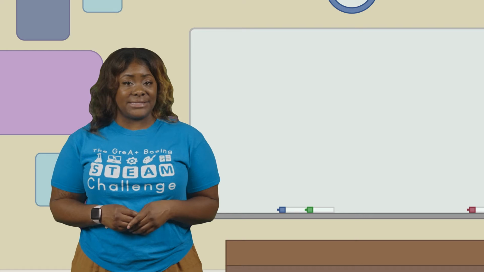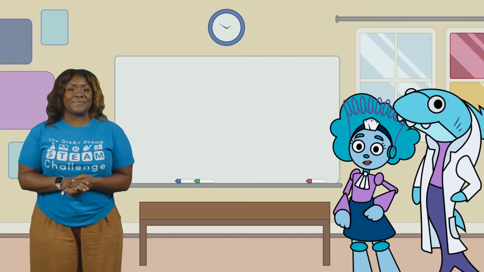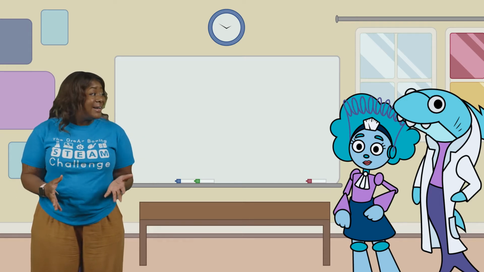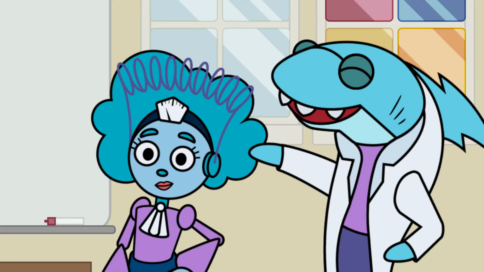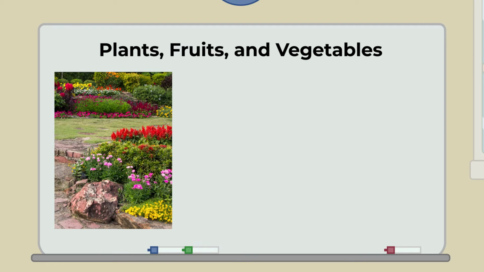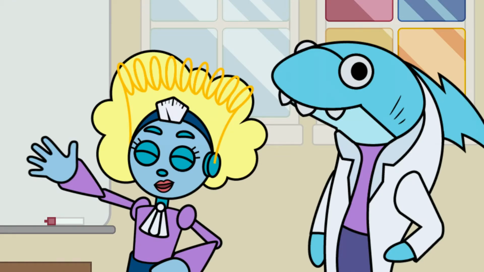Hey, STEAM Scholars, what can you remember about bees that we talked about last time? Great discussion, STEAM Scholars. Hey, Enlighten, Brainstorm, what did you remember? Oh, I remember that bees are friends. Bees are known as pollinators that make some of the plants, fruits, and vegetables we eat. That's a good one, Brainstorm.